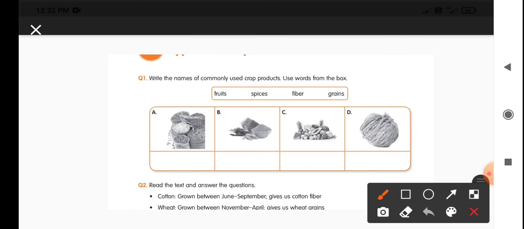So here, what are these products? These are spices. So the first one is spices. Take these spices and write here in this box. Okay. And the next picture shows grains. Is it grain or not? Yes, it is grain. So the second picture you can write as grains.